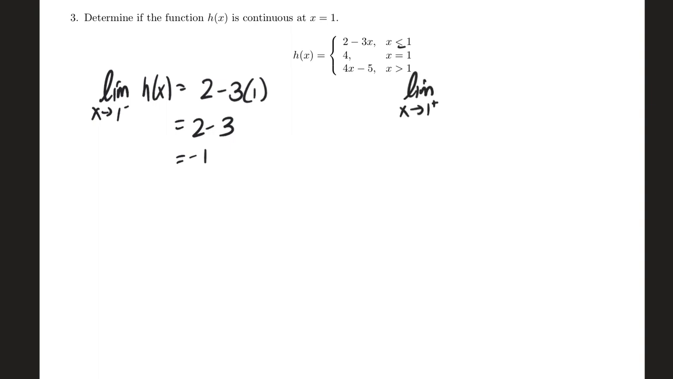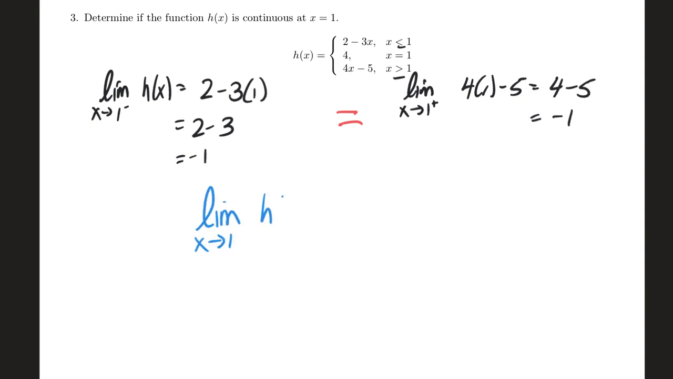Do the same thing with the right-hand limit. When I'm just to the right of 1, I'm slightly bigger than 1, so I'm plugging into the bottom one. I get negative 1. So these two things are equal, and that tells me that the limit as x approaches 1 exists, and it's the same value.